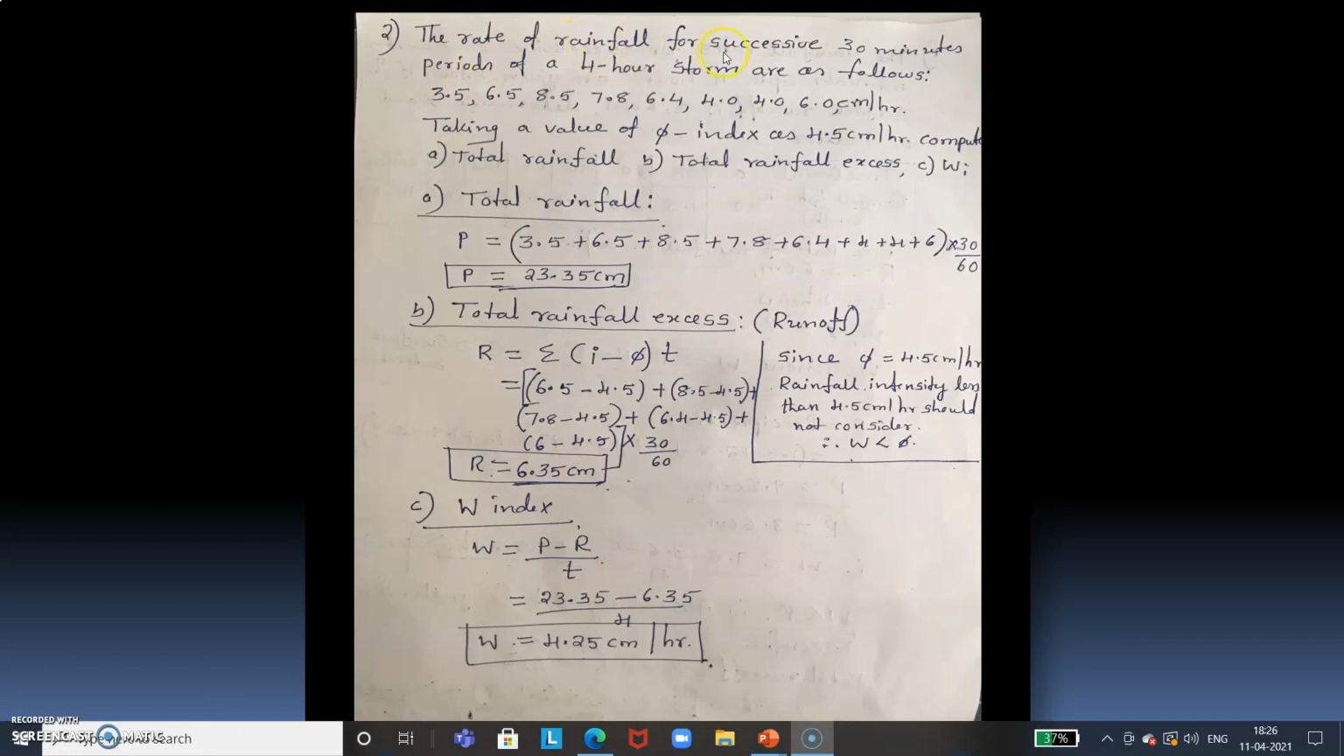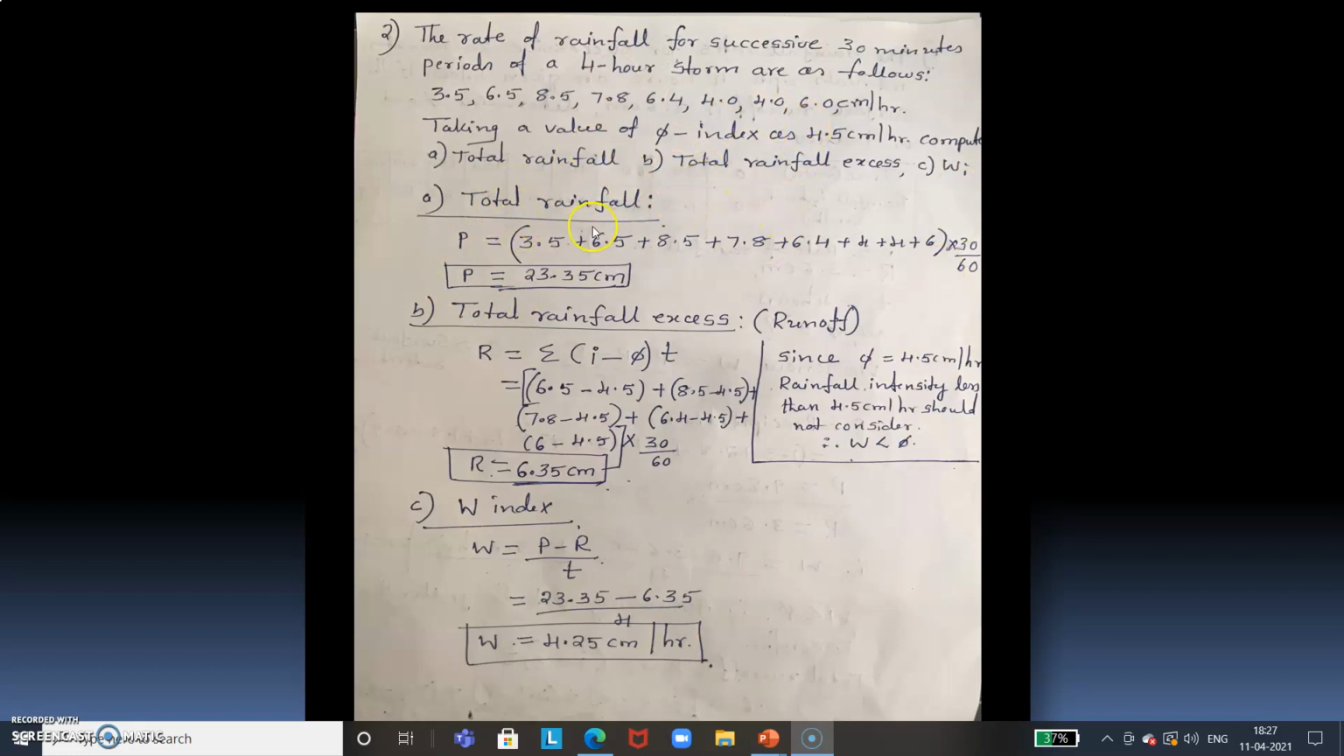Take this: the rates of rainfall for successive 30 minute periods of a 4-hour storm are as follows: 3.5, 6.5, 8.5, 7.8, 6.4, 4, 4, 6 centimeter per hour. Taking a value of phi index as 4.5 centimeter per hour, compute the total rainfall excess and W index. W index you can also write as WI. So three terms we have to calculate: the total rainfall, the rainfall excess and W index.